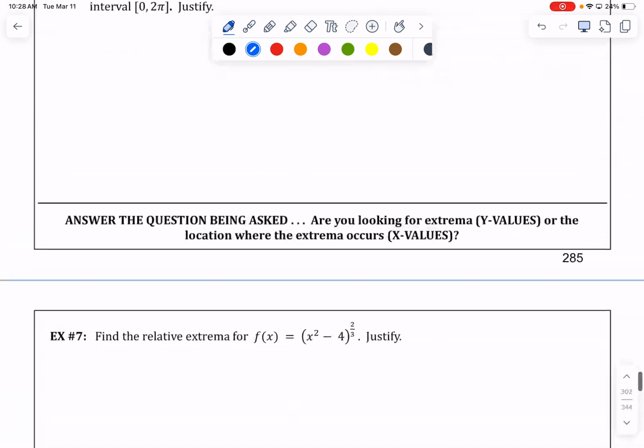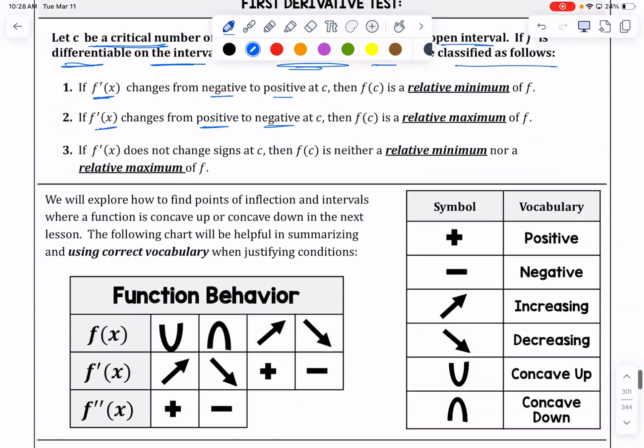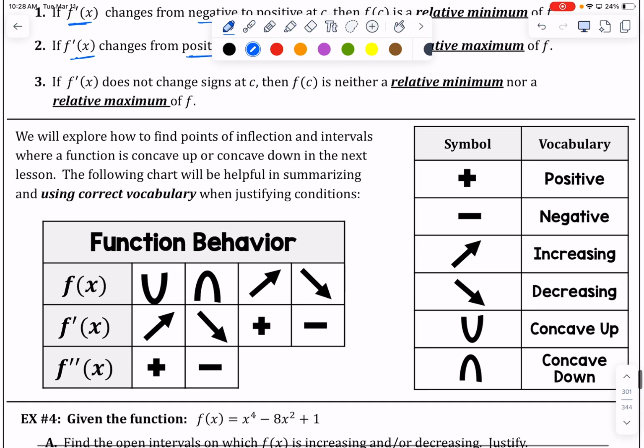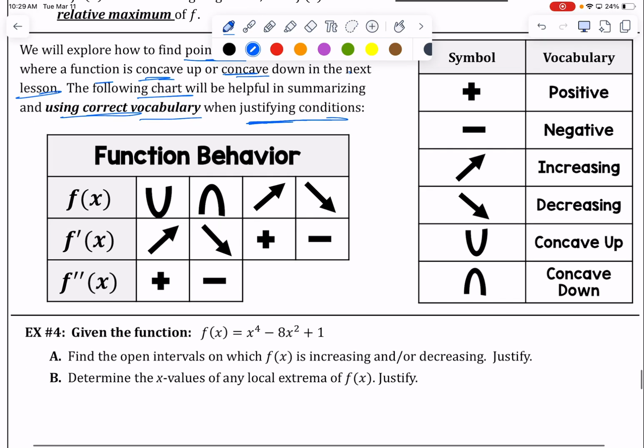All right? So let's do an example. Are we ready? Let me just summarize real quick everything we've learned about this. We'll explore how to find points of inflection in intervals where a function's concave up and concave down in the next lesson. The following chart will be helpful in summarizing using correct vocabulary and justifying conditions. I'm going to try and get concavity done here in a minute because it's really the same stuff. So I'm just going to do one example and then I'm going to go straight to concavity.